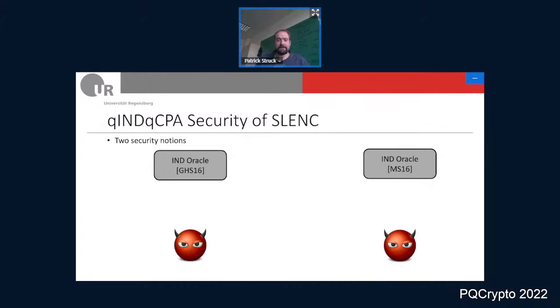Then the other case, these are the stronger qINDqCPA security notions, one by Gagliardoni et al., the other one by Mossayebi and Schnabl. And here the crucial part is now they also allow quantum queries to this challenge oracle. And in the case of the first notion, the adversary is allowed to specify two messages that it sends to the oracle, and in return it gets back the encryption of one of the two messages. And this is a bit simplified; there are more details, which I'm skipping for the sake of simplicity here.